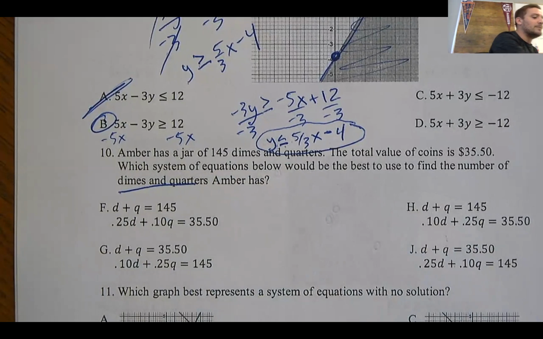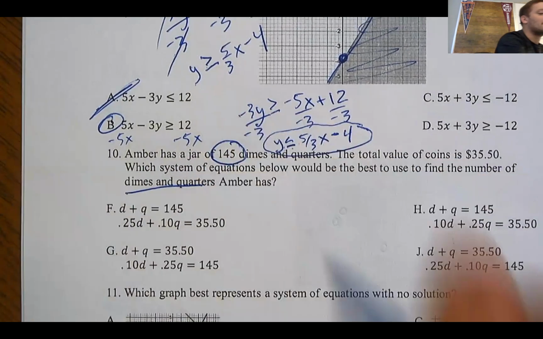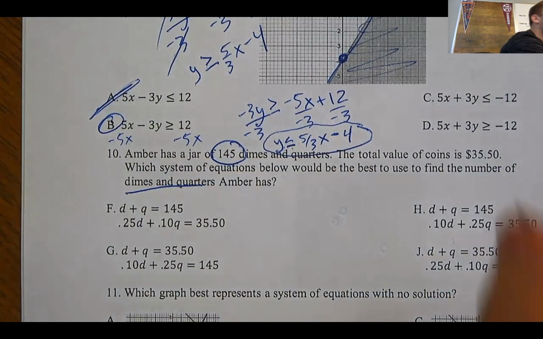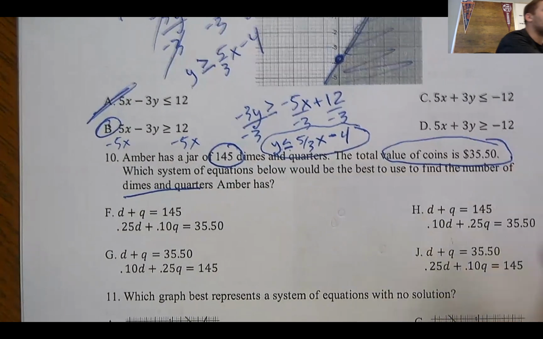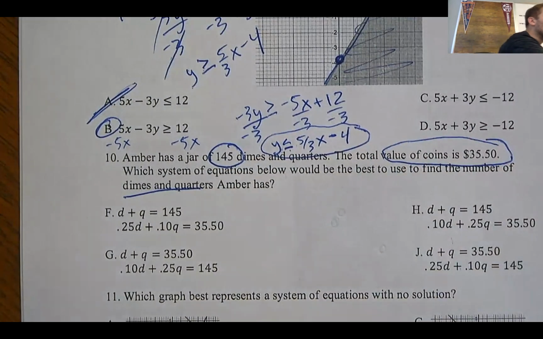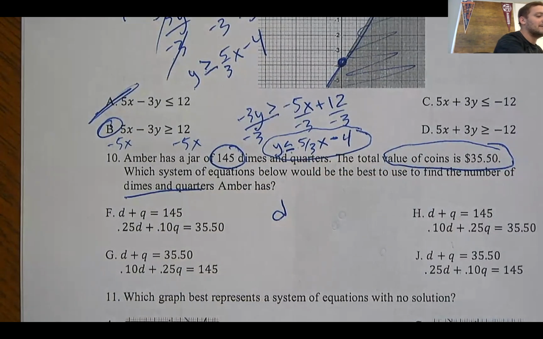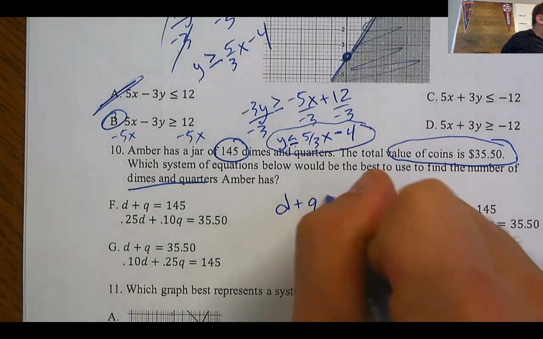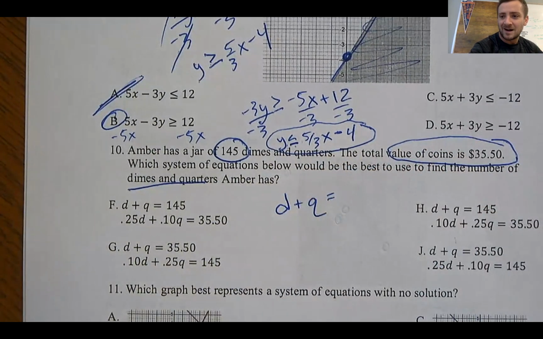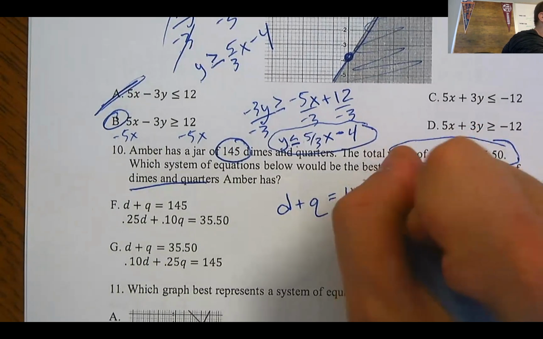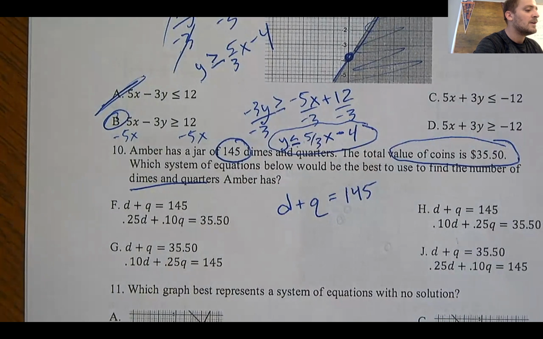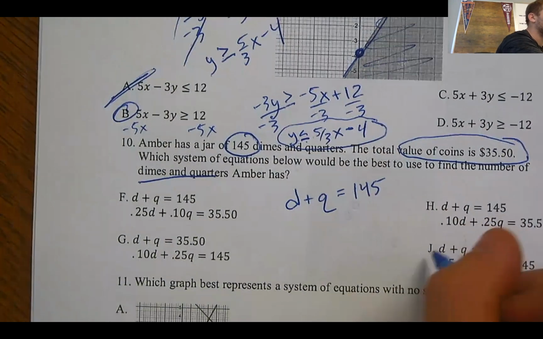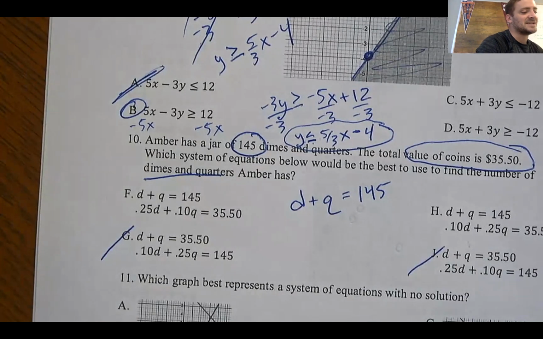Okay. So we know that in total, we have 145 coins, and they have a value of $35.50. So I don't know how many dimes I have. I don't know how many quarters I have. But if I combine them, I said the word combine, which means add. How many coins in total do we have? We have 145 coins in total. All right, looking at our answer choices, it looks like it's down to F and H.